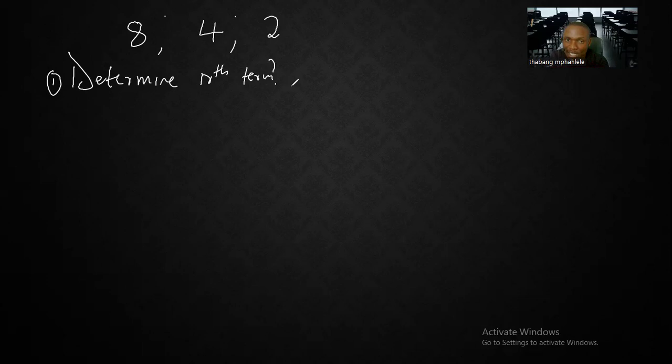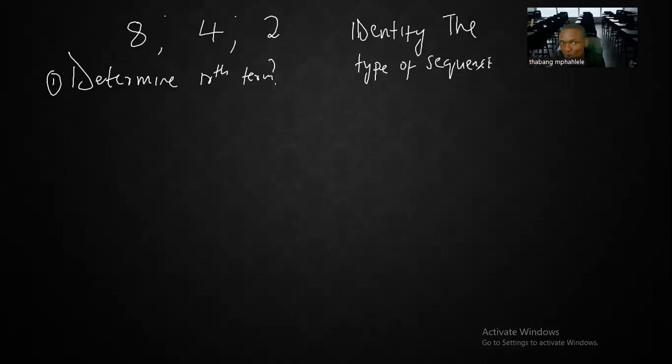So the first thing that I said, if you can recall, even when we were dealing with arithmetic sequence, I said you must first identify the type of the sequence. Whether you are dealing with a geometric, arithmetic, or quadratic, you must identify the type of the sequence. So this one, we see that it's a geometric sequence.